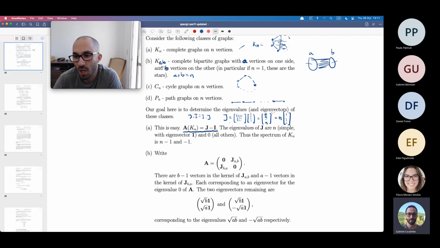The matrix J has rank 1. All rows are equal, which means that only one eigenvalue is different than 0. All of the other eigenvalues are equal to 0. So the spectrum of the matrix J, the all ones n by n matrix, is n and 0 with multiplicity n minus 1. Therefore, the eigenvalues of J minus I are going to be n minus 1 and minus 1 with multiplicity n minus 1.